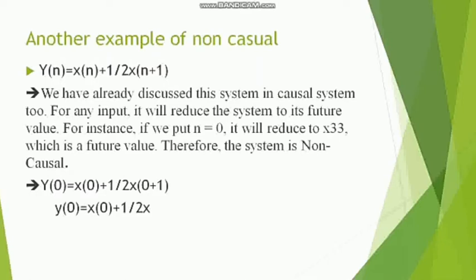For the present time 0, we depend upon the present input, x of 0, plus x of 1, which will become a future input. So that is known as a non-causal system. That means 0 is the present time, and x of 1 is a future input to x of 0. So the system response depends upon present input and future input. That is known as a non-causal system.